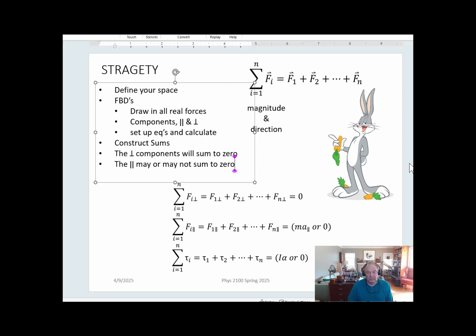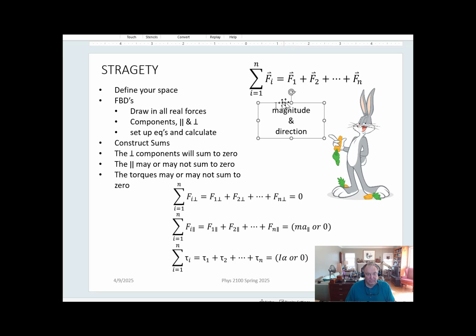The perpendicular, the parallel, and then the rotation, the torques. So parallel and perpendicular forces, torques don't have such a distinction, and may or may not sum to zero. Okay, nice.